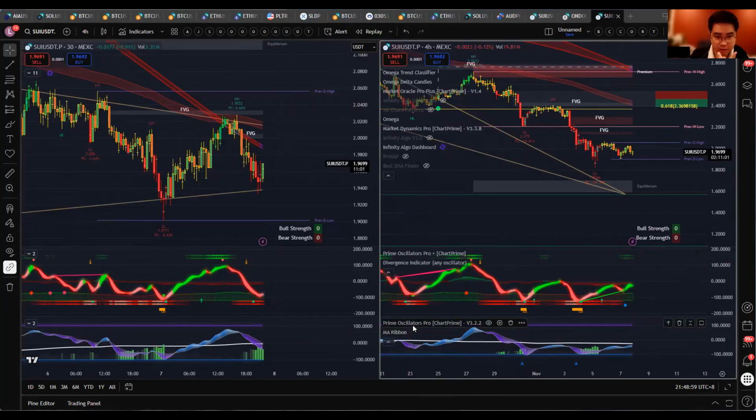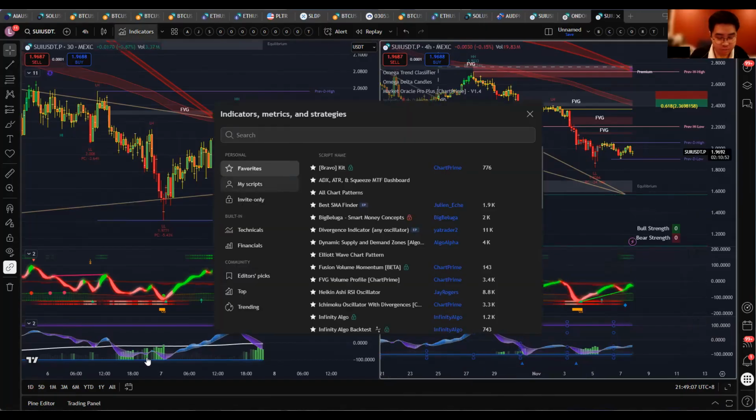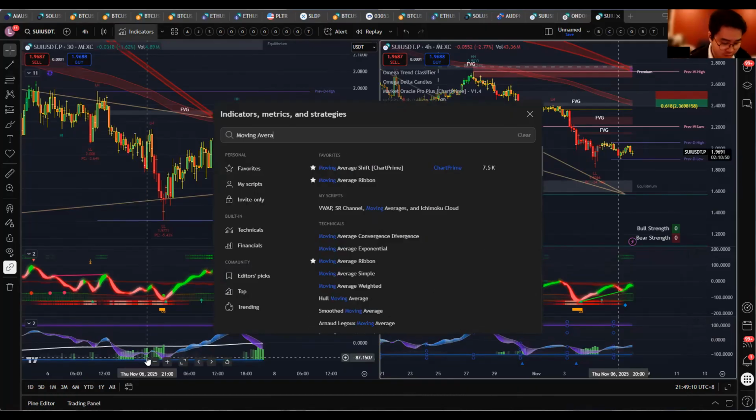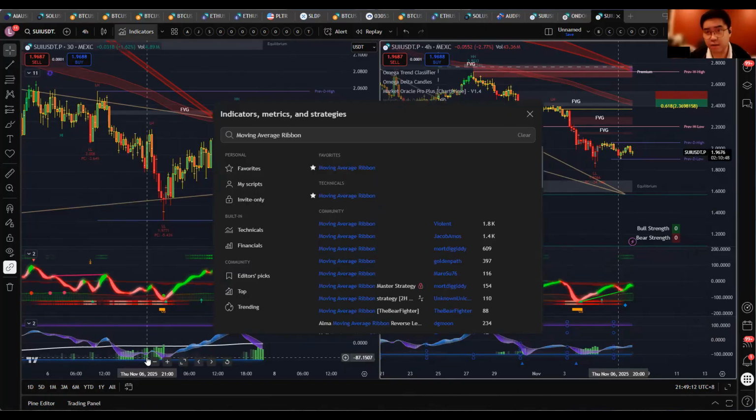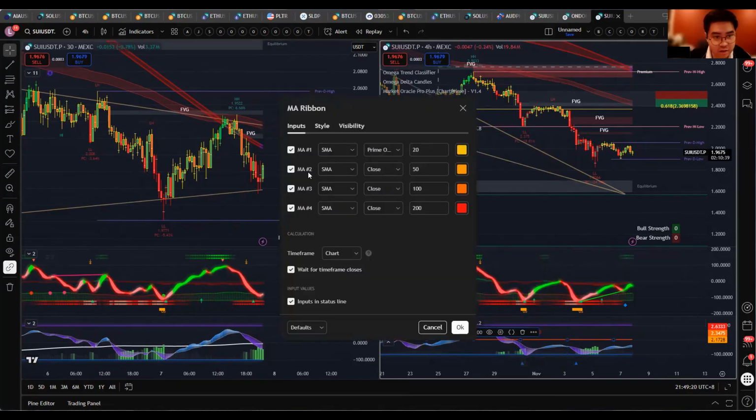And I also have the MA ribbon, which to add, let's just delete this real quick so we can actually add it, right? Let's just add indicator strategy, just type in moving average ribbon. Obviously, there are going to be limitations based on your subscription to TradingView. So make sure that you also check how many indicators you can place. So you just add that. We go to settings. We remove this.